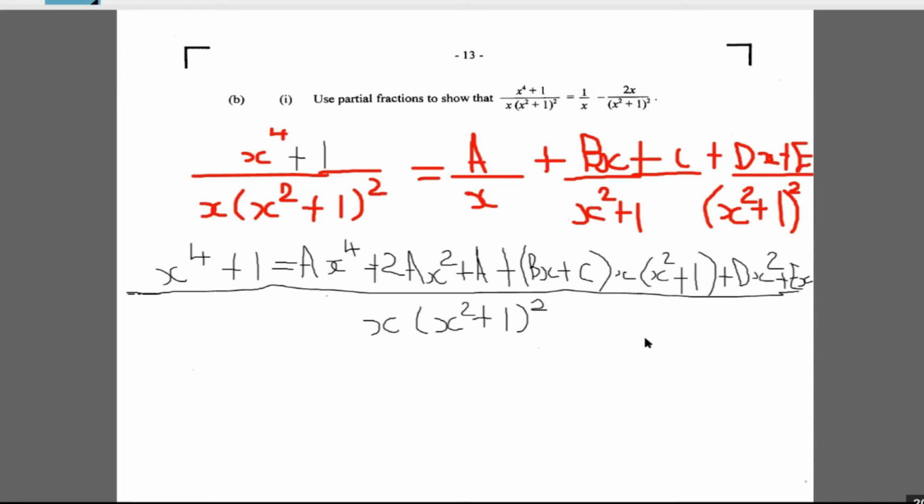Now, once you get to this stage, we're going to have to expand this part with the bx plus c times x squared plus 1. Let's simplify that part. I like the color blue. And so x to the 4 plus 1 is going to be equal to ax to the 4. This must be a lot of marks, because this is a lot of concentration for me. I think this deserves 7 or 8. Ax to the 4. This is now 2ax squared.